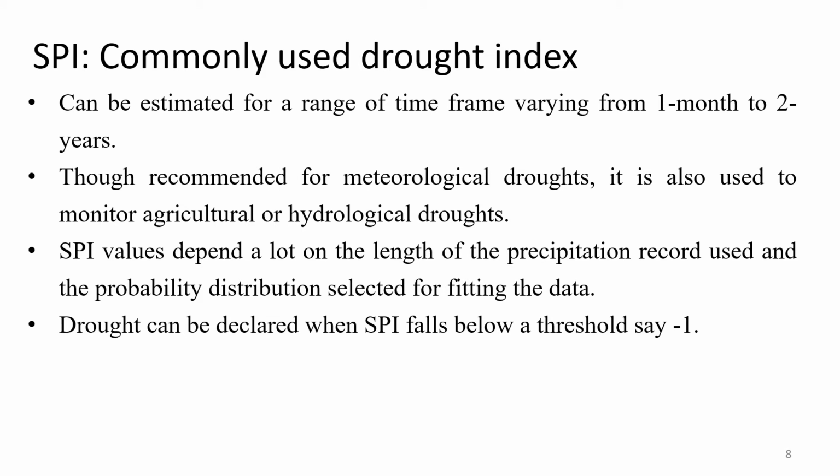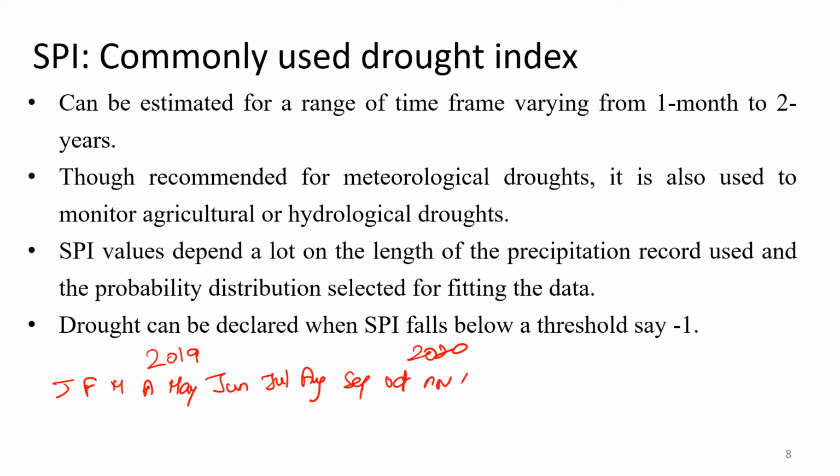SPI can be estimated for a range of time frames varying from 1 month to 2 years. What is this? Let us say I have a time series: Jan, Feb, March, April, May, June, July, August, September, October, November, December. Similarly, for 2020, I have Jan, Feb, March, April, like that up to December.